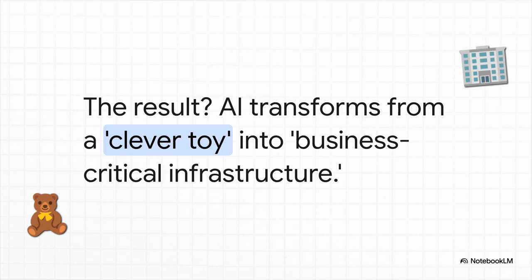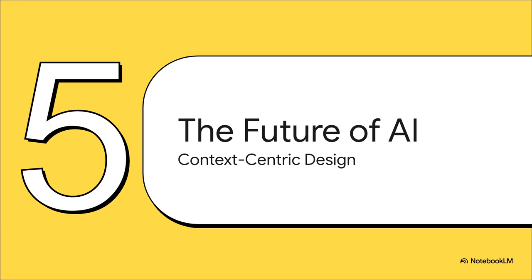It's this. When you get context right, AI transforms. It stops being this kind of clever, fun toy and becomes something completely different. It becomes reliable, powerful, business-critical infrastructure, the kind of thing you can actually build a company on. So where does this leave us? What does all this mean for the future of AI?